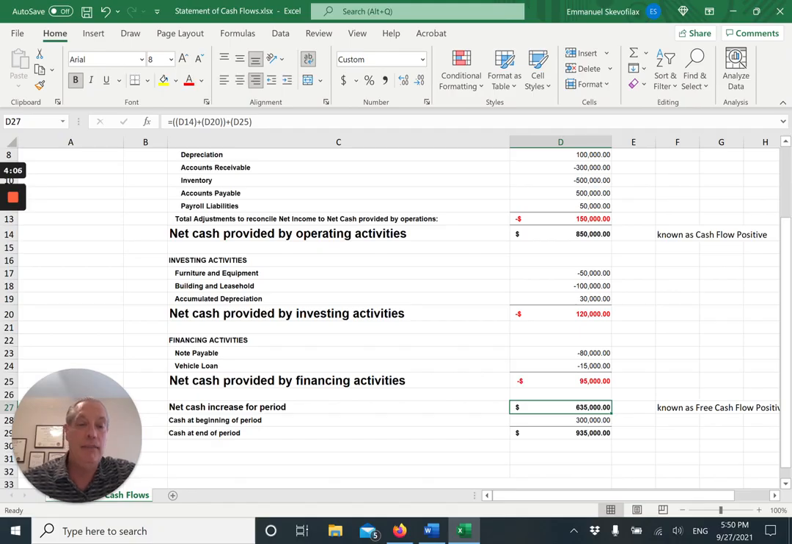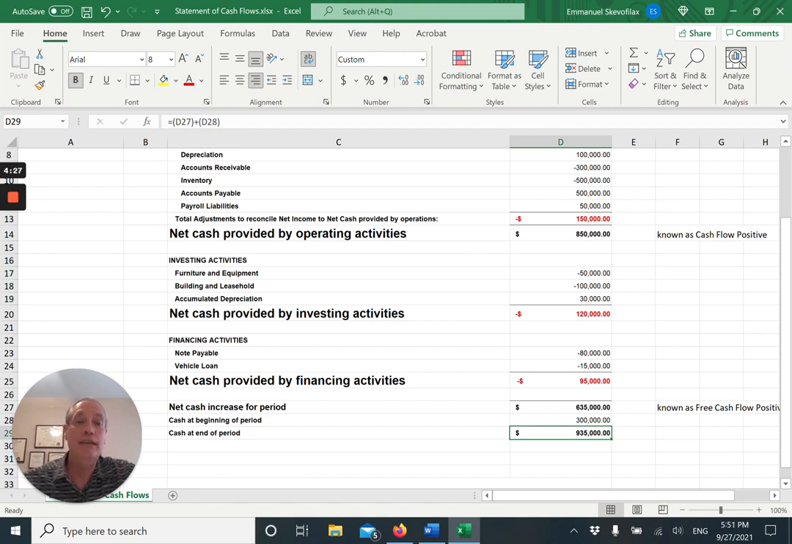And actually, I made a mistake. You started the period, that's this little calculation down here. You started on January 1st with 300,000. You generated an additional 635. You now have 935,000 in cash. That number would actually tie to your balance sheet cash account at August 31st.